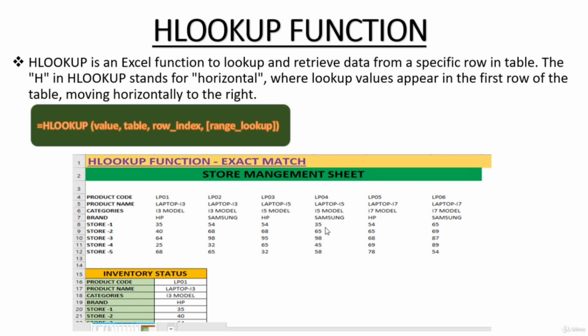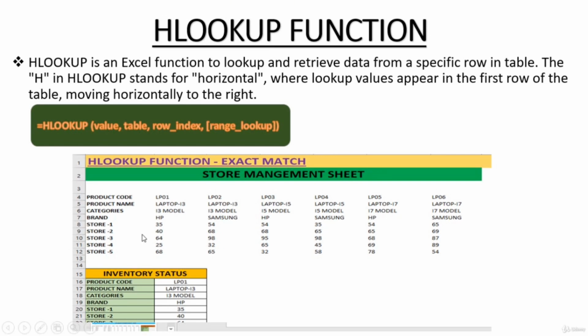The H in HLOOKUP stands for horizontal, where the lookup value appears in the first row of the table, moving horizontally to the right. We have already studied the VLOOKUP function, where V means vertical lookup. Now we are going to study the HLOOKUP function. H means horizontal lookup, right? Based on the horizontal lookup, we can extract data from a particular range or table. That is called the HLOOKUP function.